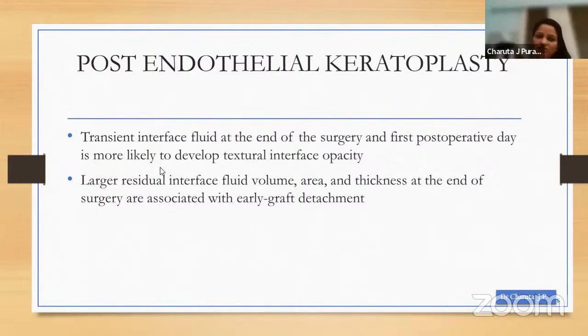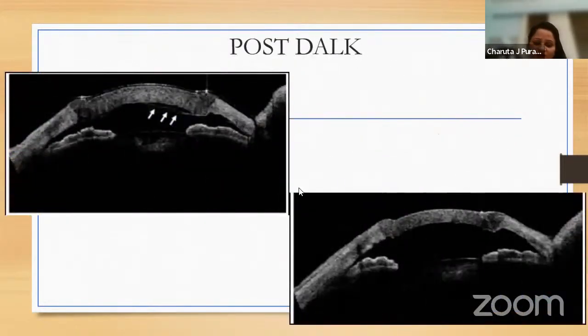Also, large residual interface volume, thickness, and the thickness of the cornea at the end of the surgery are associated with graft detachment. In cases of post-deep anterior lamellar keratoplasty, the imaging demonstrates the detachment of the DM if it occurs, and can also confirm the reattachment in all angles after intracameral air injection.